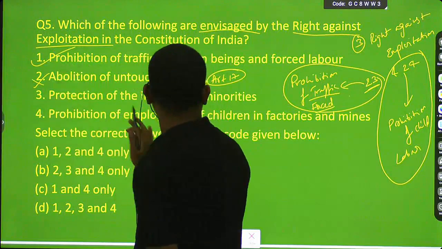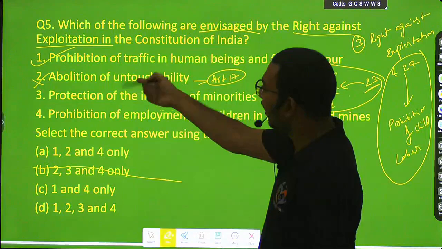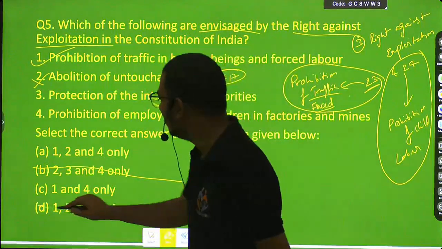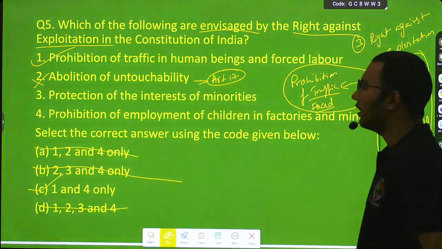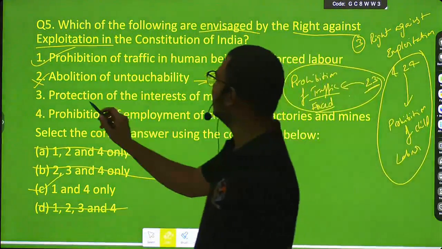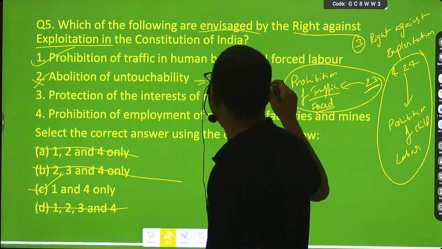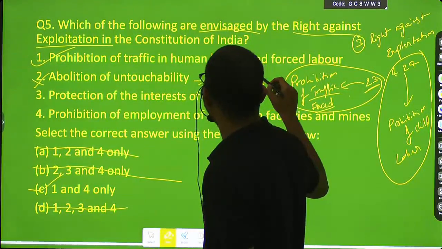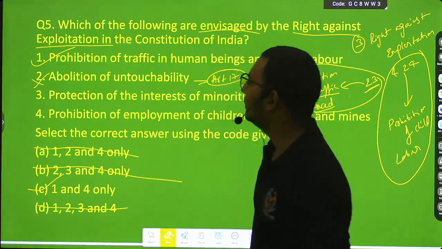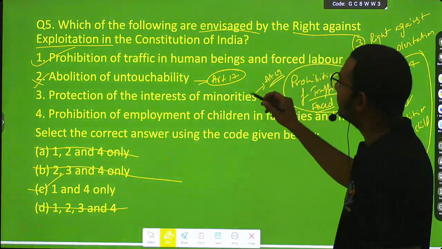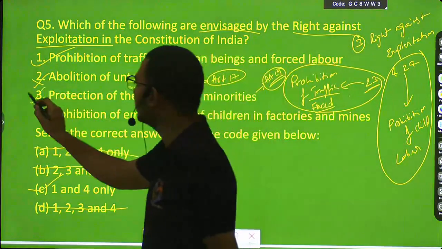So remove all the options which are not having option 1. Remove all the options which are having option 2. And you are left with option C. So this is your option verification method. So protection of interests of minorities. See, obviously this is Article 29 and 30. So 29 and 30 also it will cover. So cultural and educational rights it is. So this is also not correct.